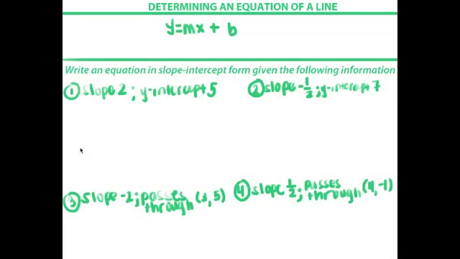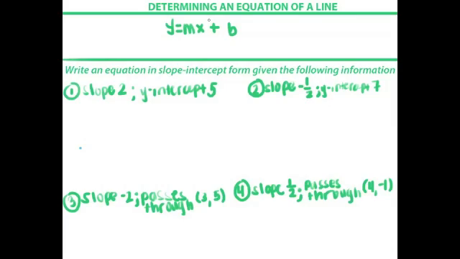Today we're going to be looking at how to determine an equation of a line based on different kinds of information that they give you. And so the line we're specifically looking at is the slope-intercept line, which you guys can see right here, y equals mx plus b. This is pretty algebraic. There's not any graphing really involved in this.